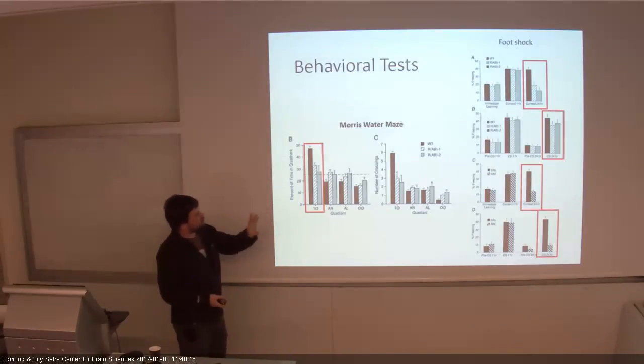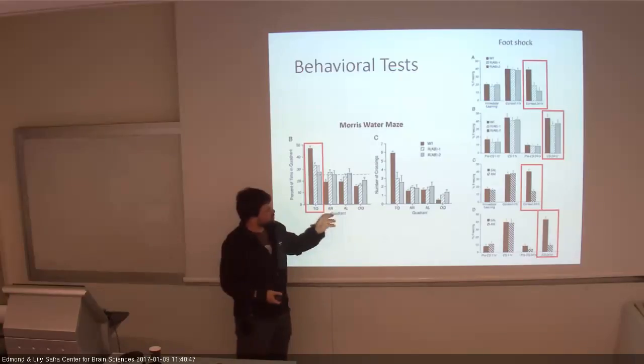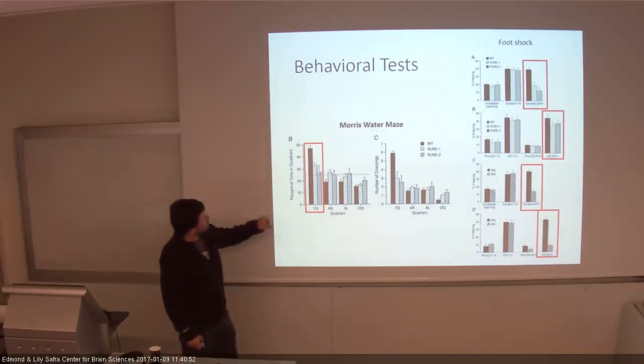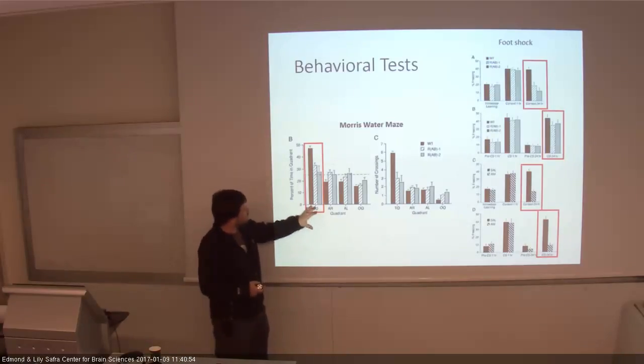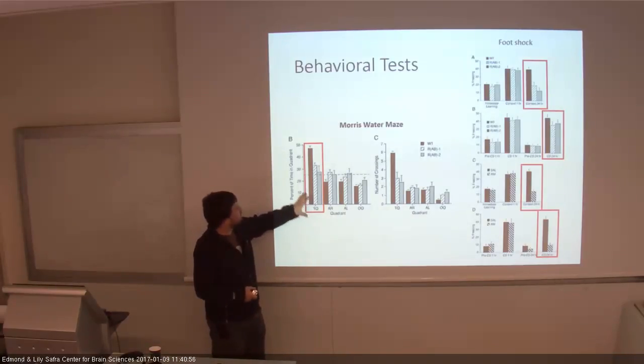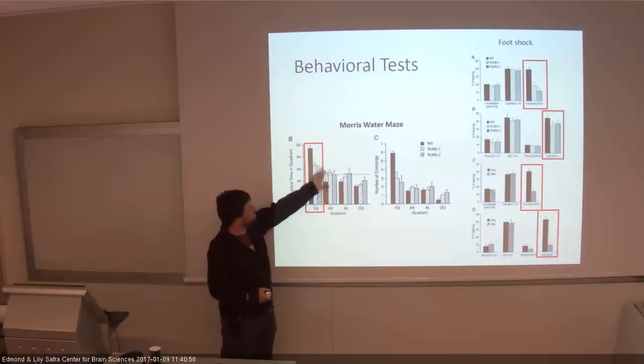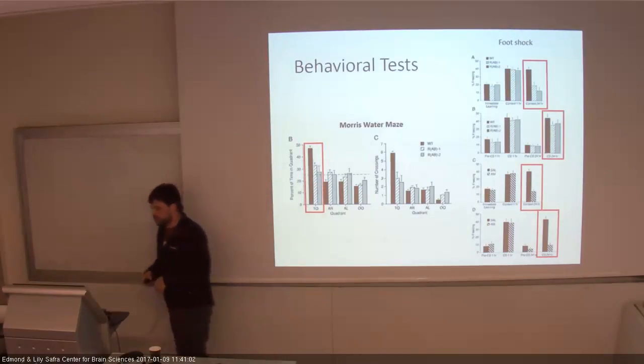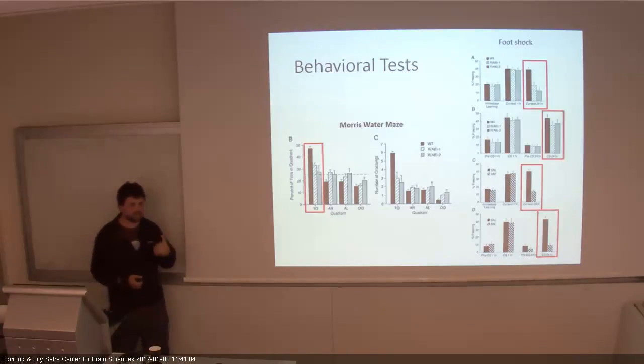I gave it to you. I'm not going to go over the Morris water maze because I gave it to you in the introduction to this article. So what they actually saw is that they spent much less time in the target quadrant than the wild-type mice, which means that they have a memory deficiency, which is associated with the hippocampus.